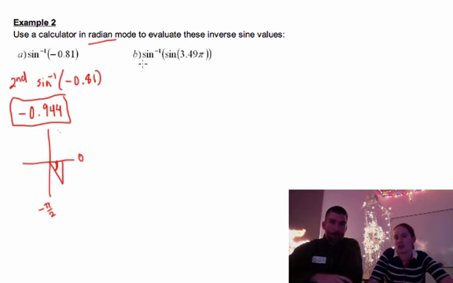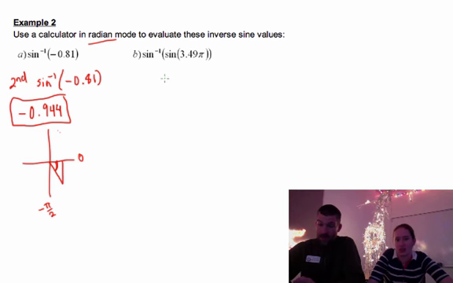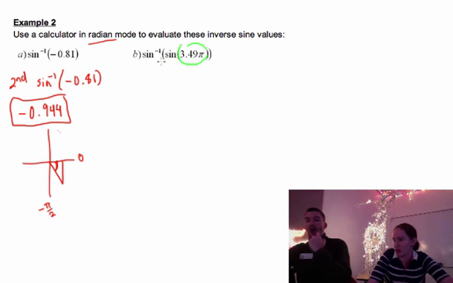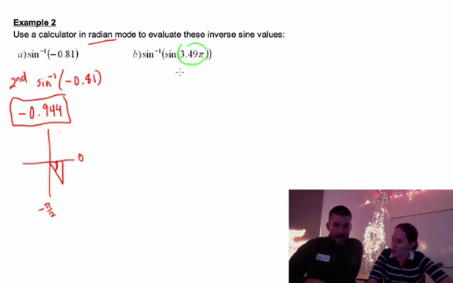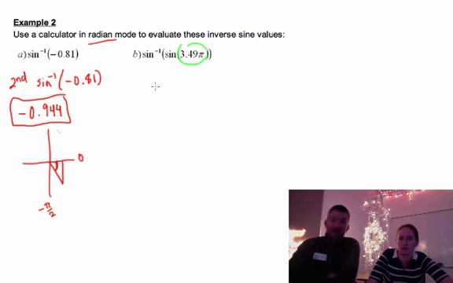Now can we just punch this all in at once? Isn't it going to just be 3.49 pi? It shouldn't be, because 3.49 pi is not in between -pi over 2 and pi over 2. You're right. If this was something in between -pi over 2 and +pi over 2, it would just be that. I get -1.539.